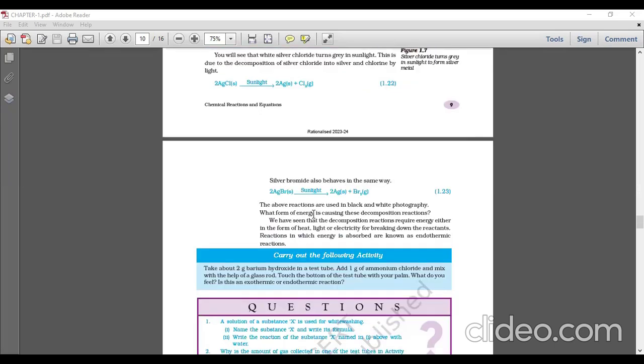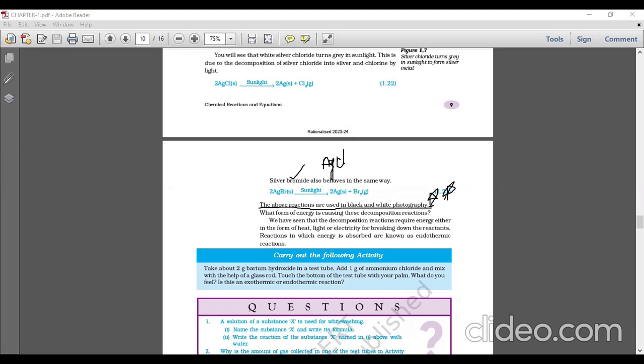The main important point is that these chemical reactions are used in black and white photography. This is very important. In black and white photography, silver bromide and silver chloride are used. This is what you should remember. This can be asked in MCQs for 1 mark.